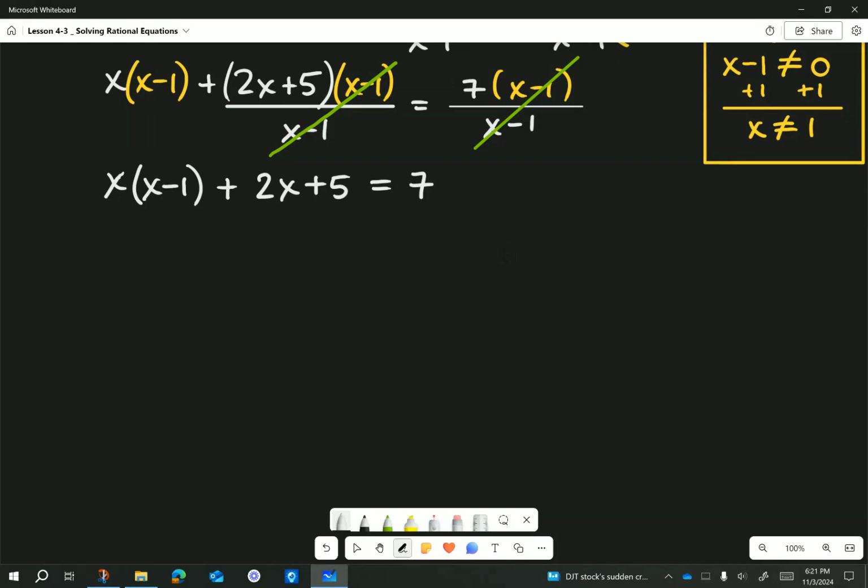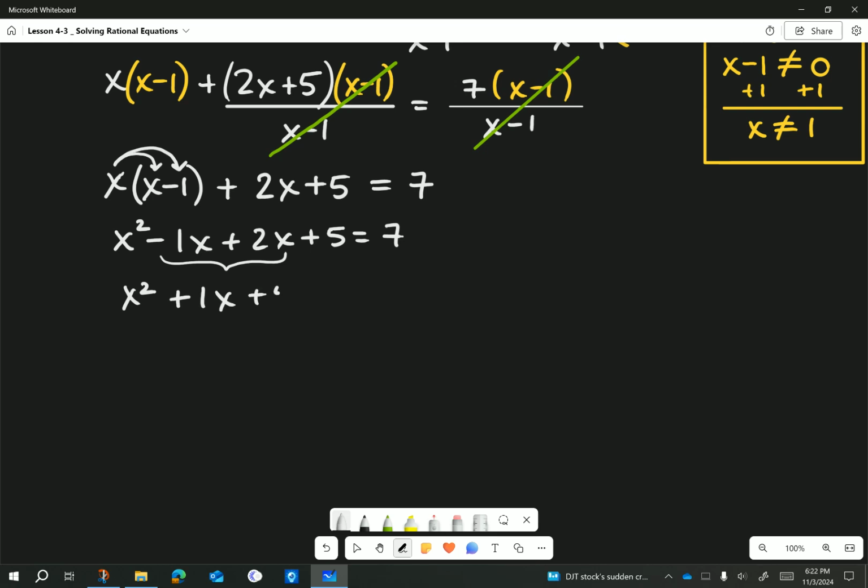Now I have a simple equation that I will just proceed in solving using all the skills of solving that I already know from past. So x times x is x squared, x times 1 is negative 1x, plus a 2x, plus a 5 equals a 7. Can I combine any like terms? I sure can. Negative 1 and a positive 2. So x squared plus 1x plus 5 equals 7.